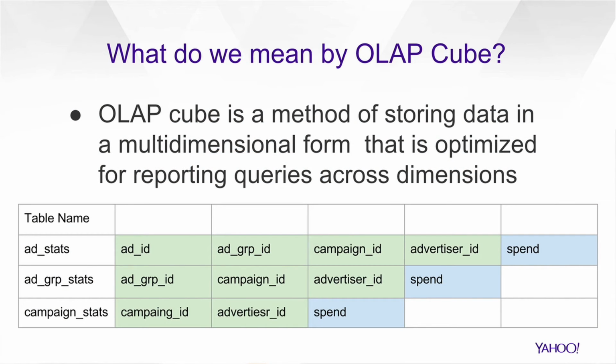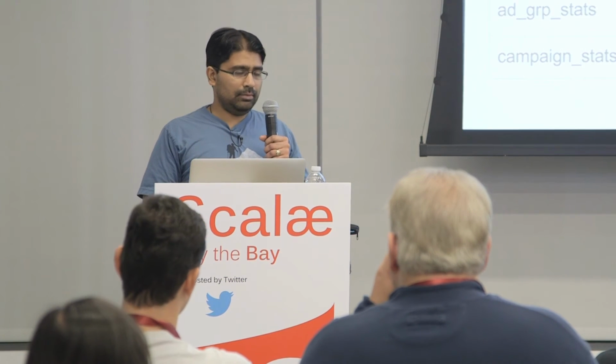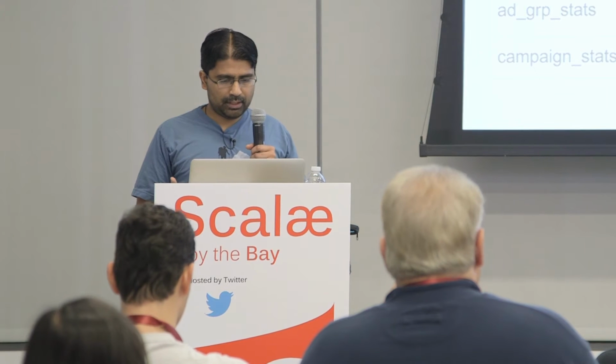Let's take an example cube definition. We have here a performance stats cube, which essentially consists of 3 tables at 3 different levels. We have the ad stats table, which is giving us spend across ads. The ad group table, which gives us spend across the ad group. And then the campaign stats table.